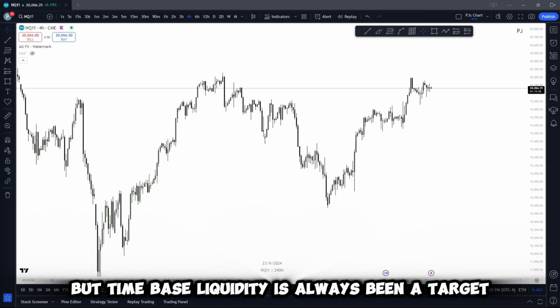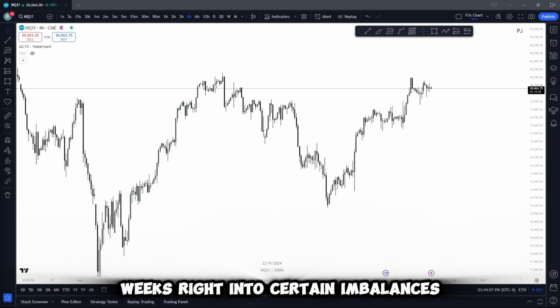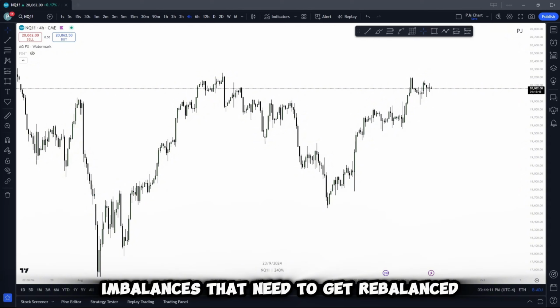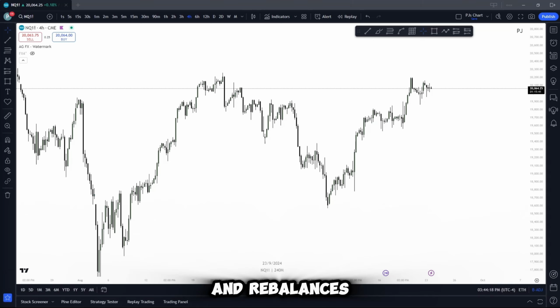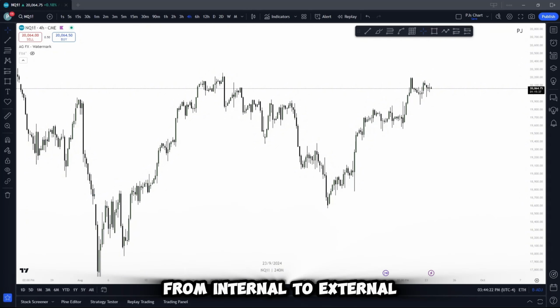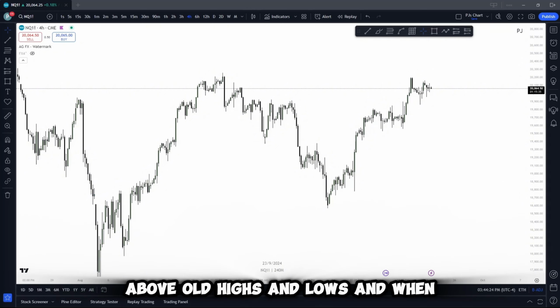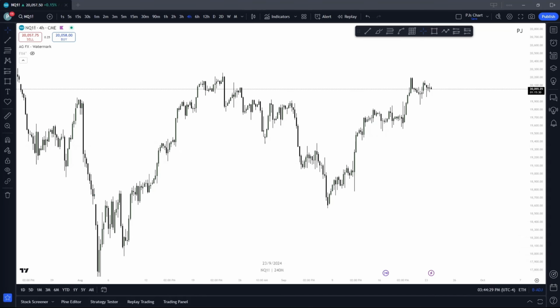But time-based liquidity has always been a target. We target previous days, Asia's, weeks, right, into certain imbalances that need to get rebalanced, or understanding how the liquidity moves. It fills imbalances and leaves imbalances and rebalances. We understand where the target of liquidity is from internal to external above old highs and lows, and when, why, and where we need to deliver to and from them.